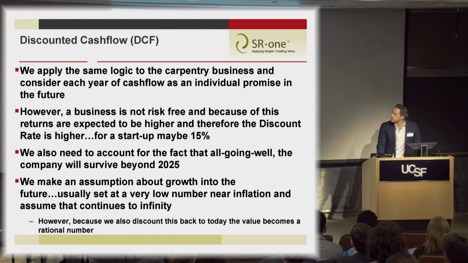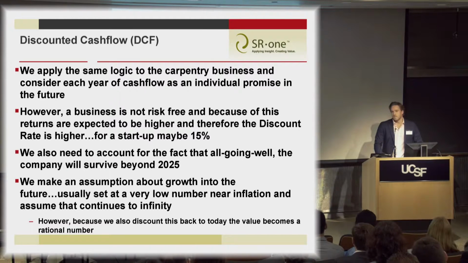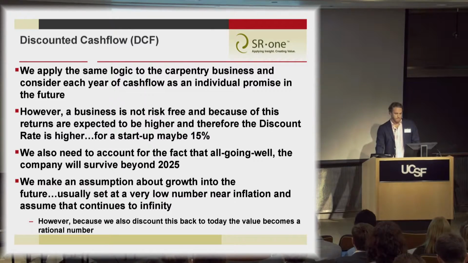The next thing is, as I said, we needed to account for the fact that the company will survive beyond 2025. To do that, we make a simplifying assumption about the growth of the company that goes into infinity. We usually use the current inflation rate, so it basically just grows along with the economy. But because we're using this discounting technique, it becomes a rational number, not an infinite one.